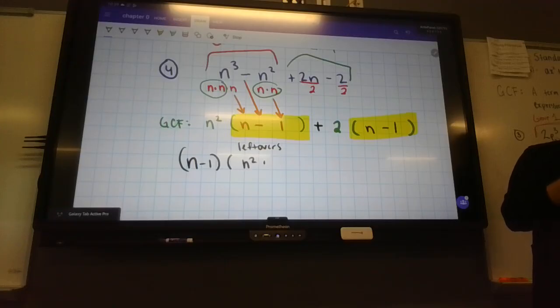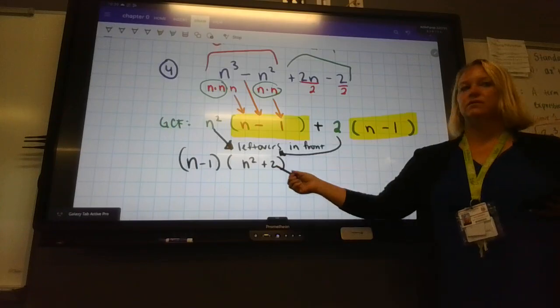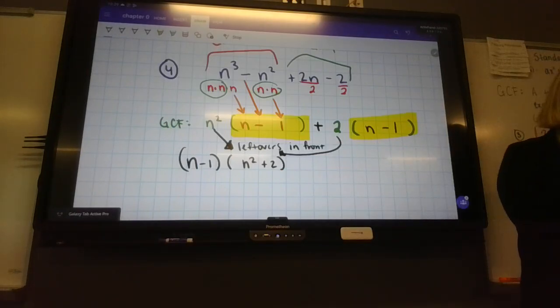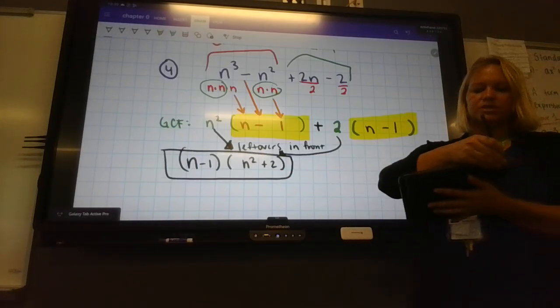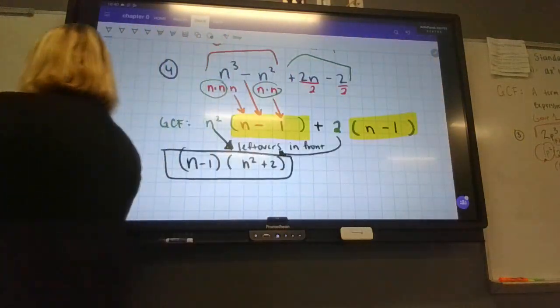come together, n squared plus 2. So that's the n squared that were in front of the parentheses. And that's the 2. What was put in front, they match up together. And always, if you want to check it, you can do the box method or double distribution and check.